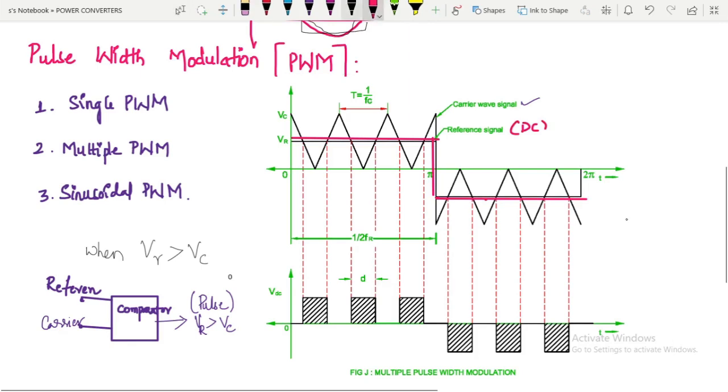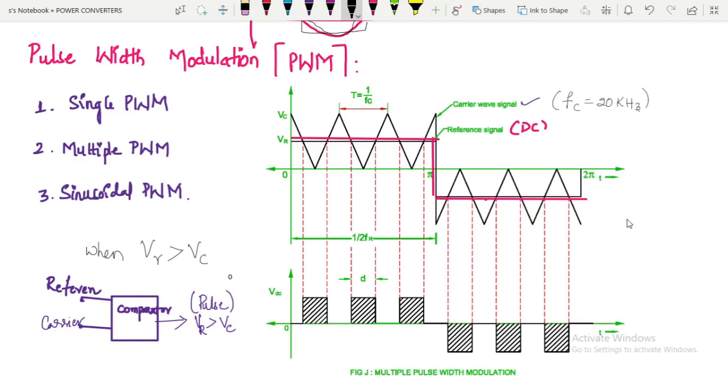Okay, so generally the frequency for the carrier waveform is very high, in the order of 20 kilohertz practically. So to understand it clearly, we have reduced the carrier frequency to around 6 hertz, right? So here we have 3 pulses for 1/2 cycle. So for one full cycle we are getting 6 pulses. That's why the frequency is 6 here.